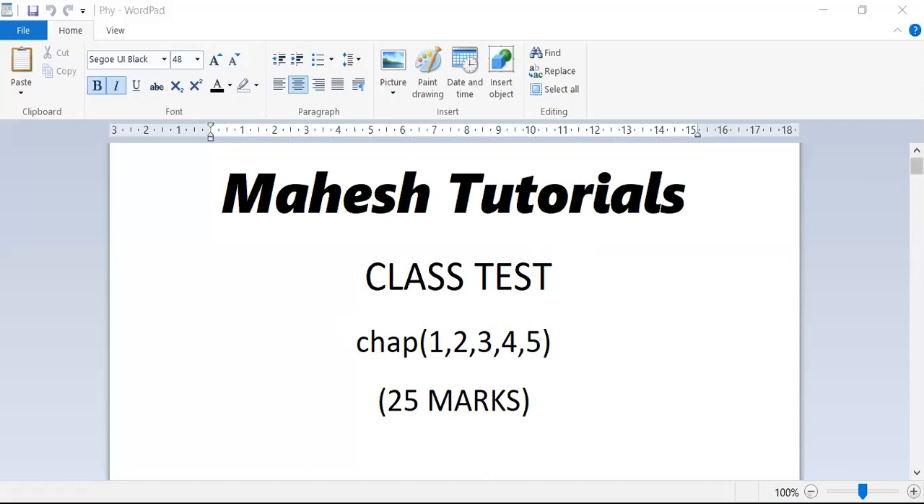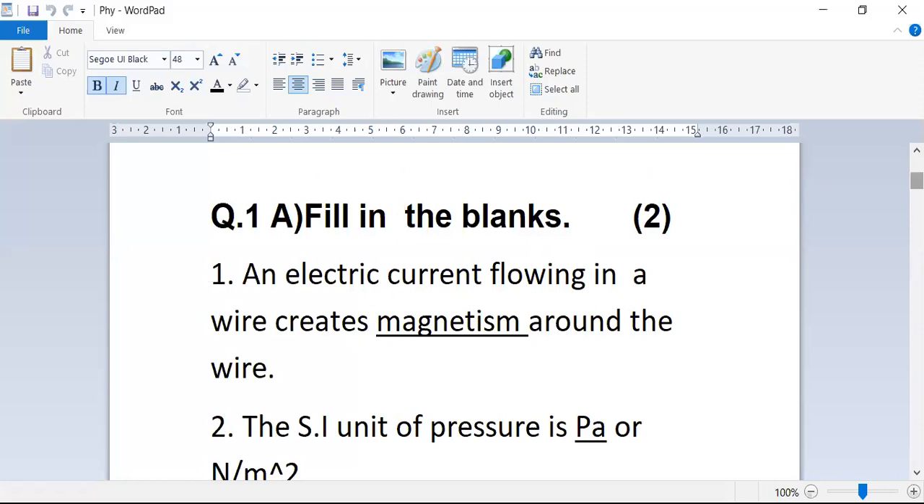So the very first question here is question number 1A, fill in the blanks. This question carries 2 marks. In this question, you have to write down the main statement, the main question, that is question number 1A, fill in the blanks. You have to write down the sub question, write the complete statement, write the answer, underline it, and then you get 1 mark for each of the given fill in the blanks.